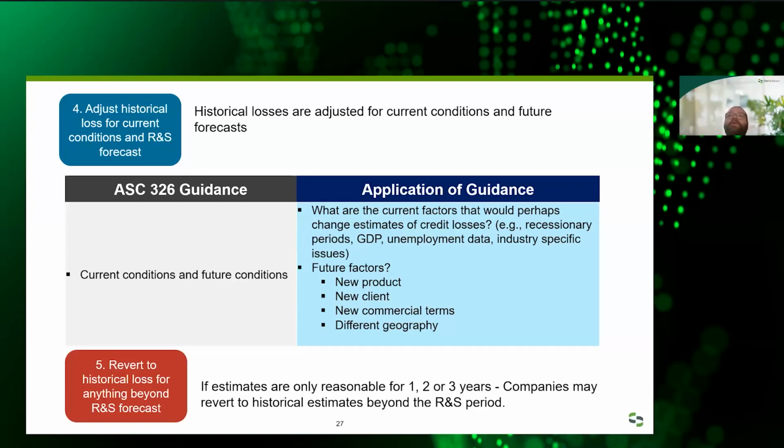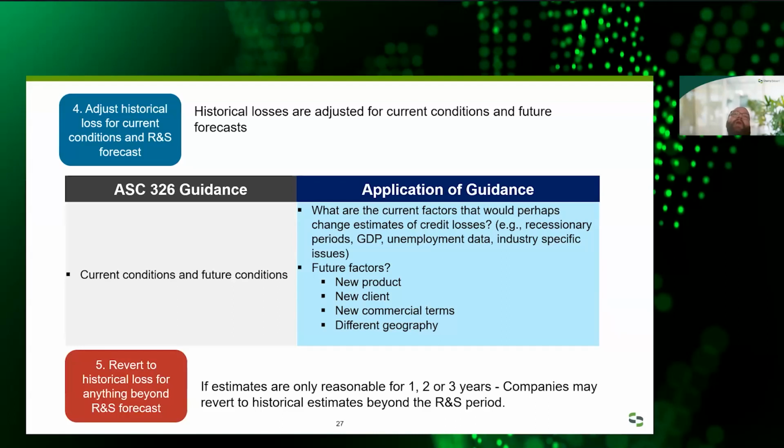It's just that you consider information about current conditions and future forecast. Management does not have to do a mathematical analysis like a regression analysis to determine my correlation coefficient and how much one change of 1% in this economic indicator impacts my loss rate percentage. They don't have to do that kind of analysis.